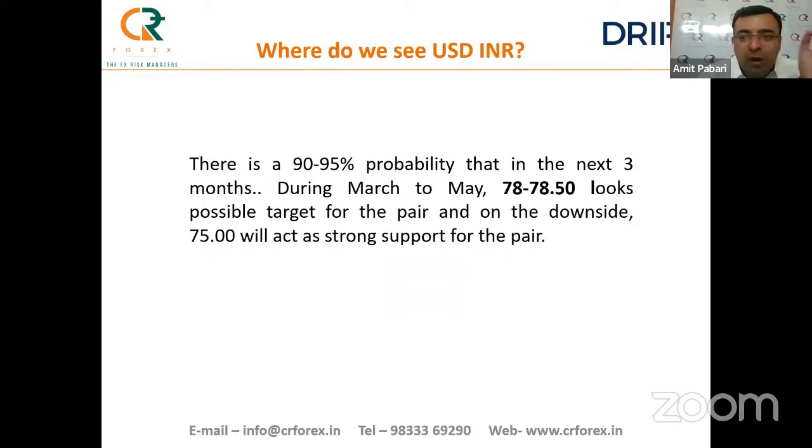This is one of the important key takeaways from today's presentation. There is a 90 to 95% probability that in next 3 months, between March to May, dollar rupee का possible target is at 78 to 78.5 level. And on the downside, 75 will act as a very, very strong support for the pair.